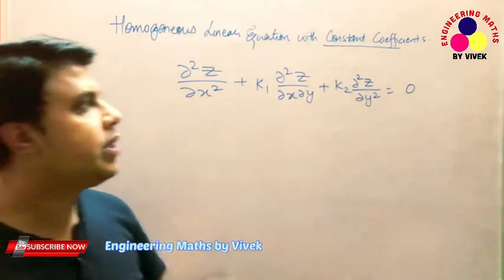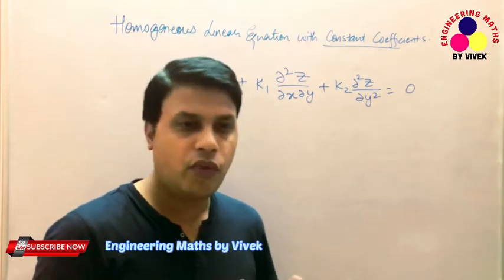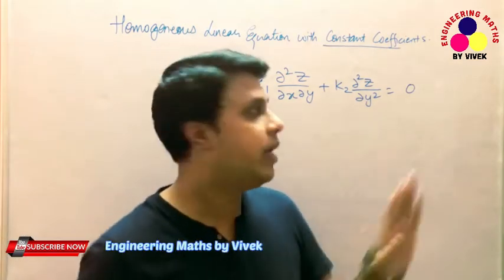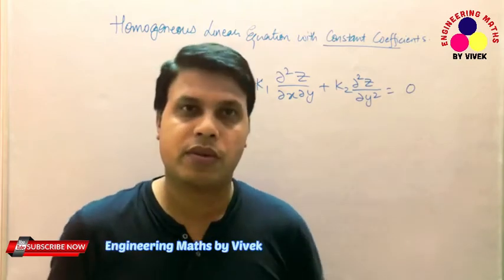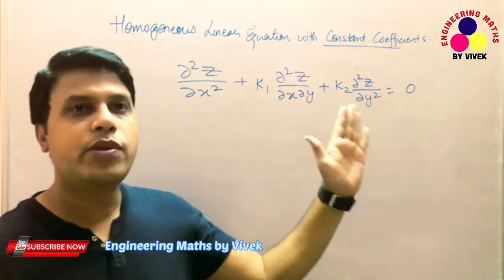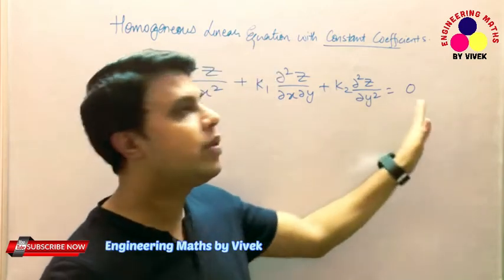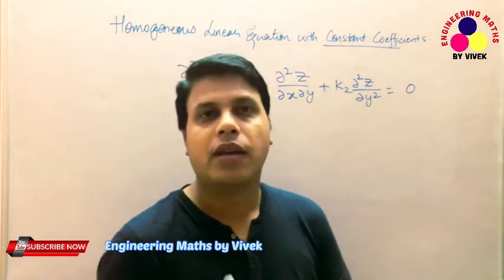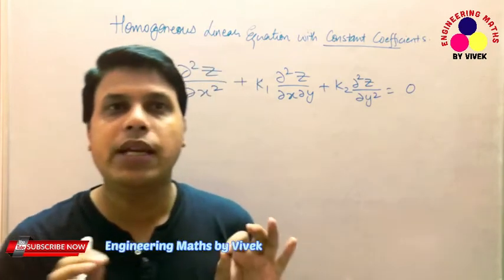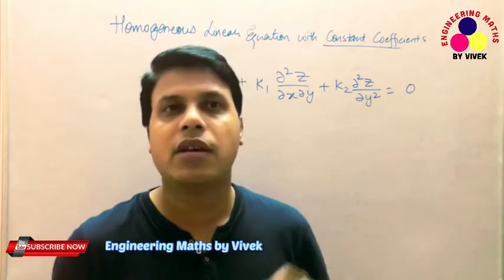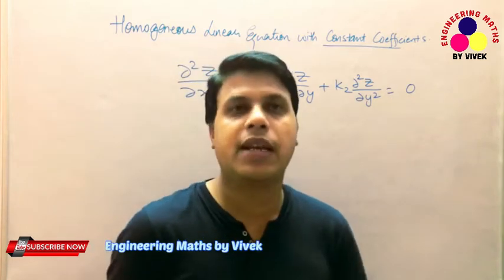So this is the equation which is written here, and we have to find the solution. One thing you have to observe: whenever any homogeneous equation is written in the form equals to 0, then the solution will be only the complementary function. We cannot find the particular integral of this homogeneous equation. Hope it is clear.